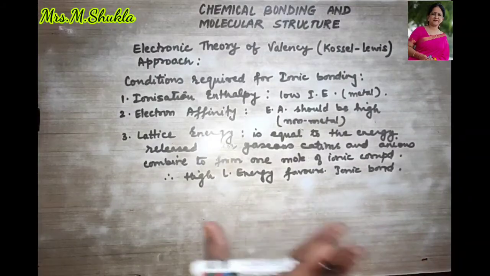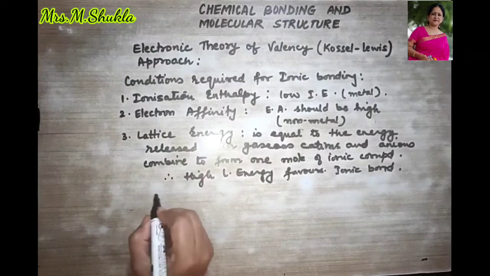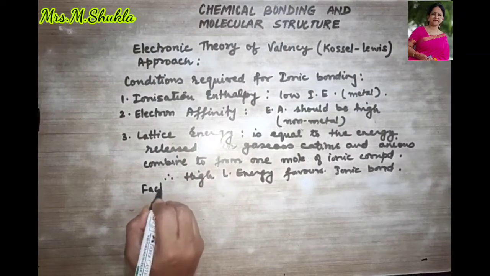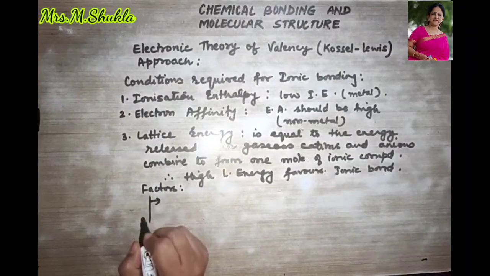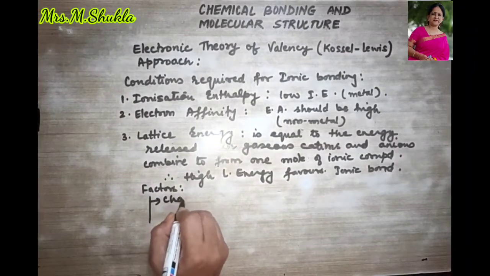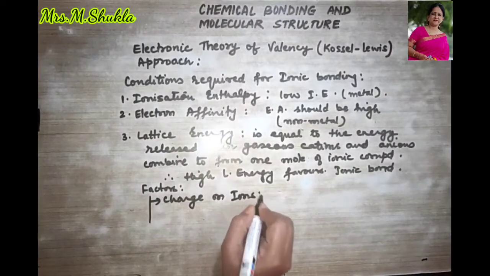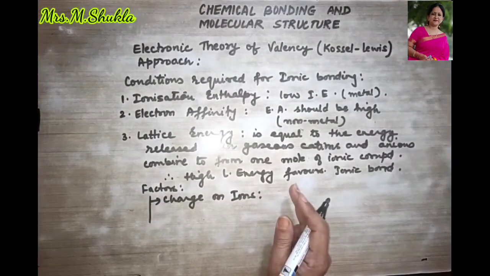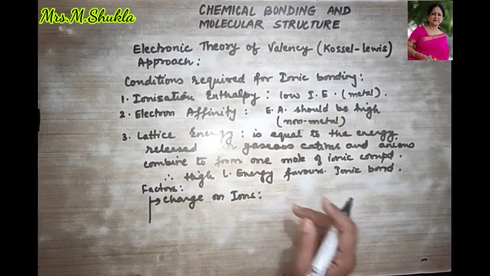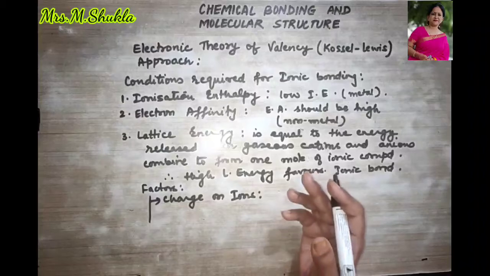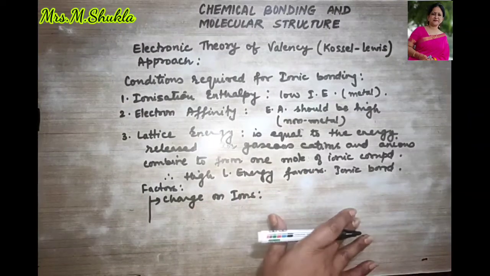Now, the value of lattice energy depends on 2 factors, right? So, what are the factors on which this lattice energy depends? As I told you, it depends on 2 factors. The first is the charge on the ions. Larger the magnitude of charge on the ions, greater will be the force of attraction, and therefore larger is the amount of lattice energy released.